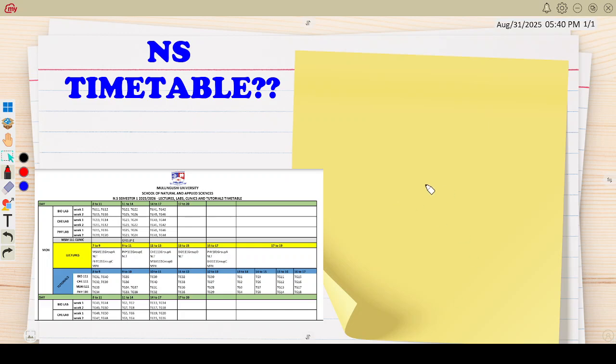Due to popular demand, let's talk about the NS timetable. I've received a lot of questions here, so this is quite confusing, and I truly understand. I've been there. So now let's see how we can discuss it easily.